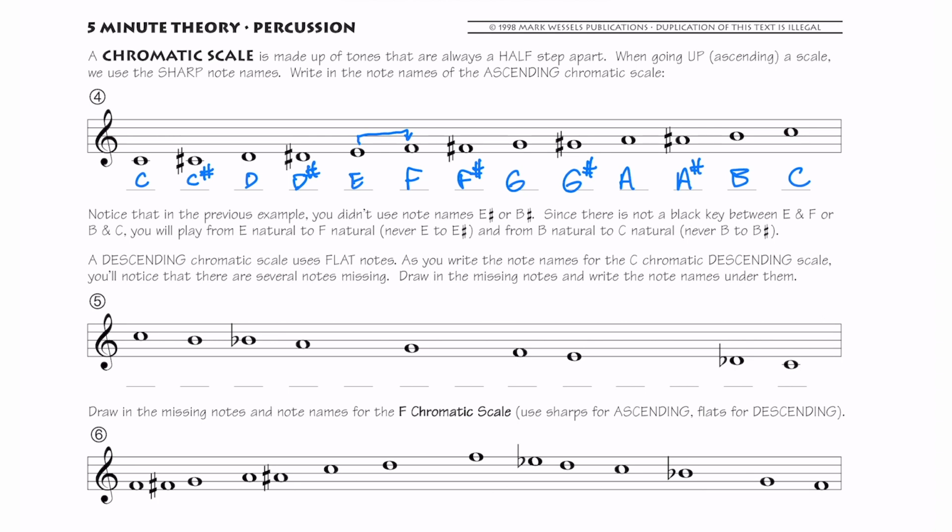The descending chromatic scale uses flat notes. So as we write the note names for the C chromatic descending scale, you'll notice that there's several notes missing. So any one of these that are missing, we're going to draw in the missing notes and write the note names in. All right, let's do this a little bit at a time. C to B flat to A. Now I'm missing one here. This is a G. So what is in between A and G? I don't use G sharp, I use A flat because we're going to use all of the flat note names.